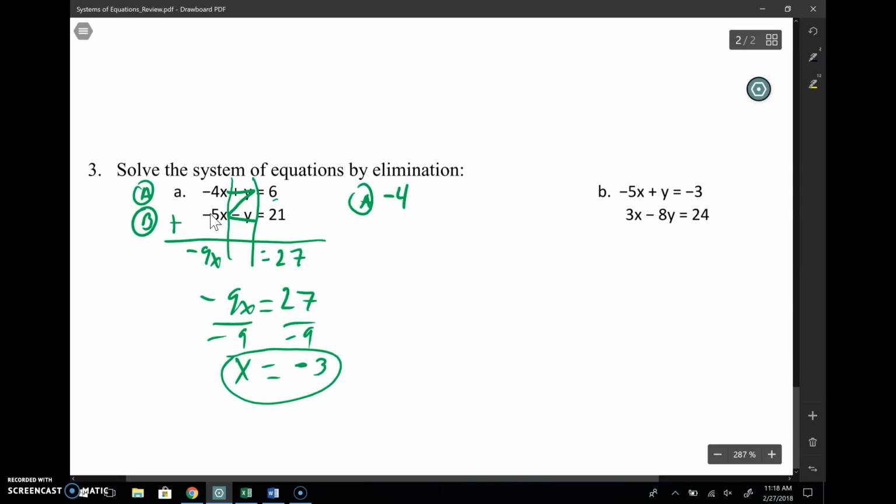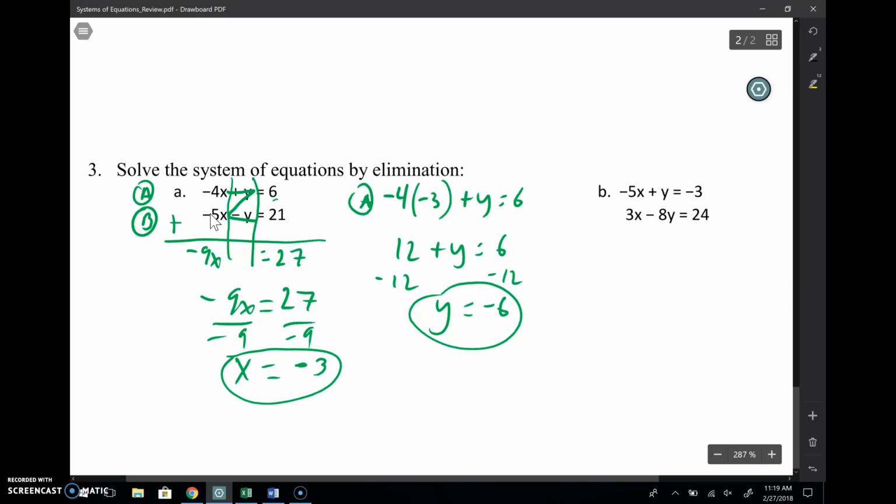Negative 4, instead of writing x, I'm going to substitute in negative 3 because I just found that. Plus y is equal to 6. Well, negative 4 times negative 3 is positive 12, plus y is equal to 6. I subtract 12 from both sides to get y by itself. Y is equal to negative 6. And there's my solution point.